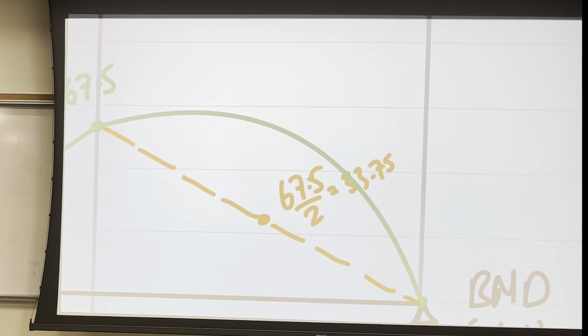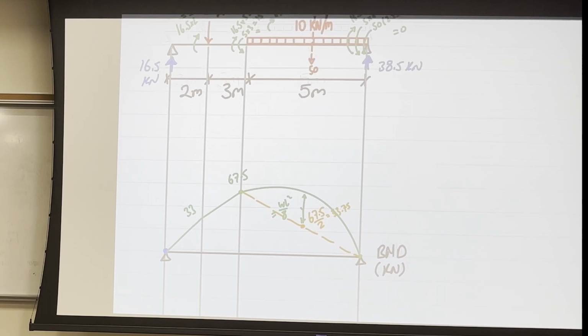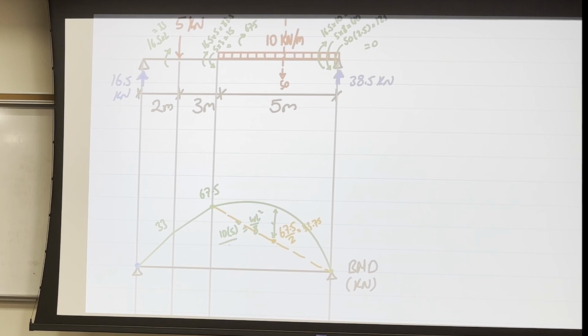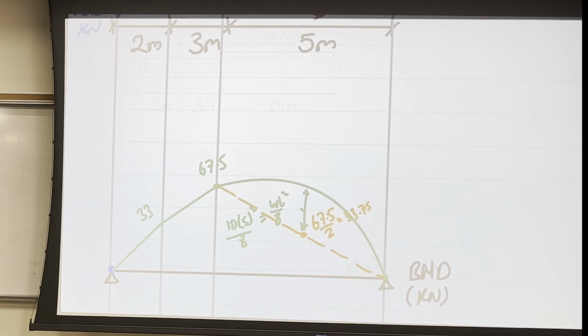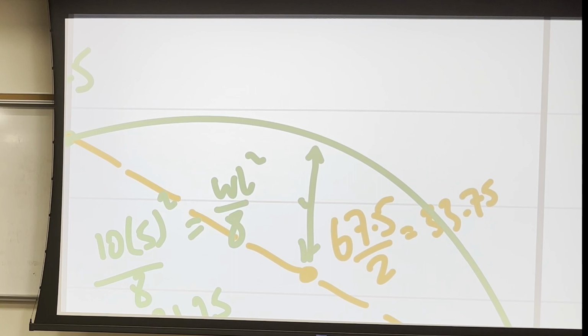So let me find by how much it went up, and it's going to go up here by a value which is WL squared over 8. And what is WL squared over 8? W is 10, L is the length, which is 5, squared over 8. So 10 times 5 squared over 8 is 31.25. So you want to go up by, let me write it in red, 31.25, right?